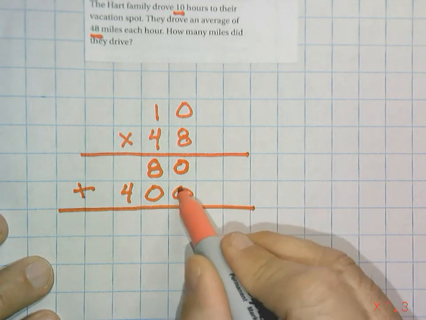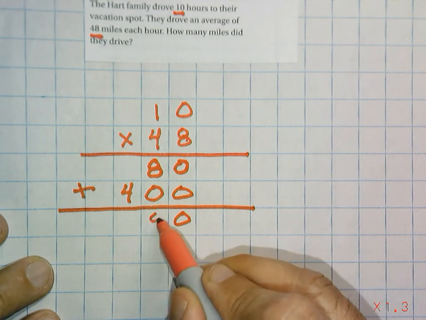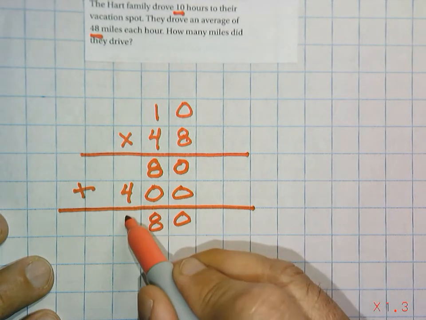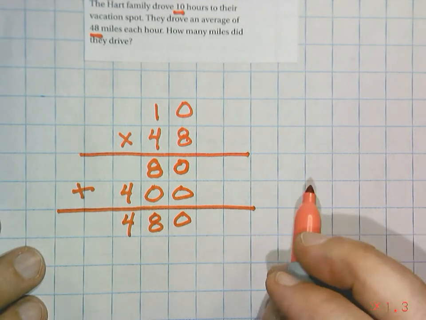I'll put in my placeholder. 0 plus 0 is 0. 8 plus 0 is 8. And 4. So our final answer is 480.